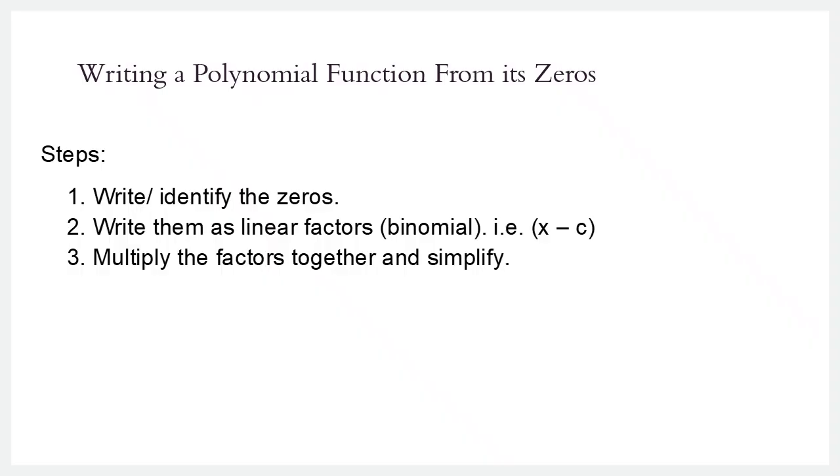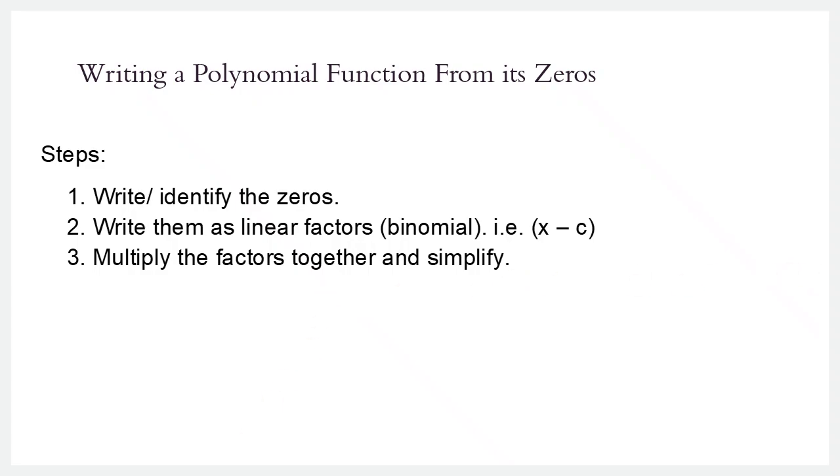The first thing we're going to do is write and identify our zeros. Then we're going to turn them into linear factors. You're probably like, what is a linear factor? Well, a linear factor is just the factored form that helped you find the zero, so x minus c. The c is always the opposite of what you have. Then you multiply the factors together and simplify, and then you'll have it in standard form.